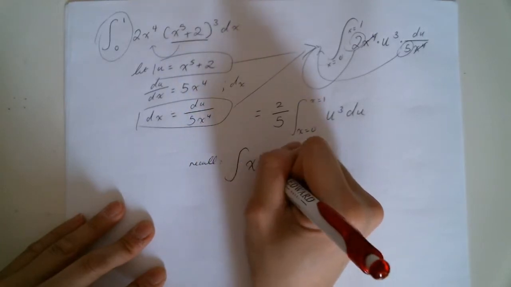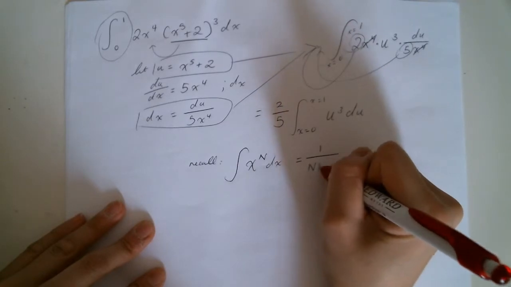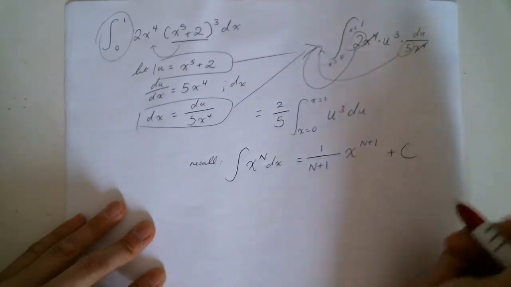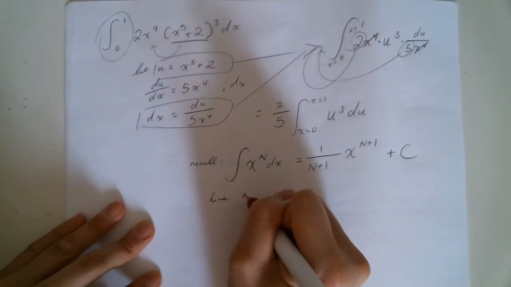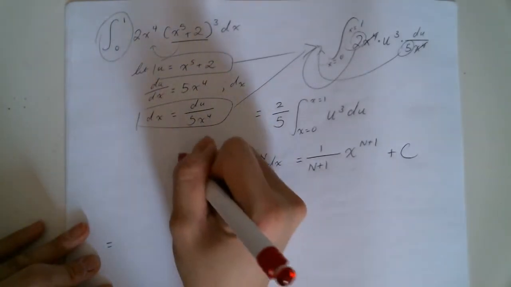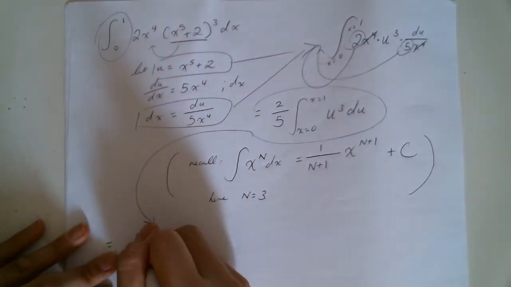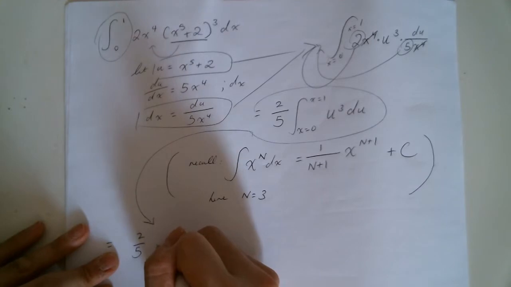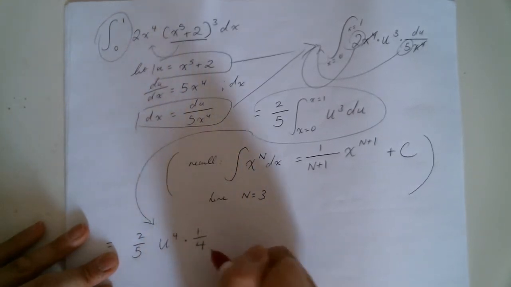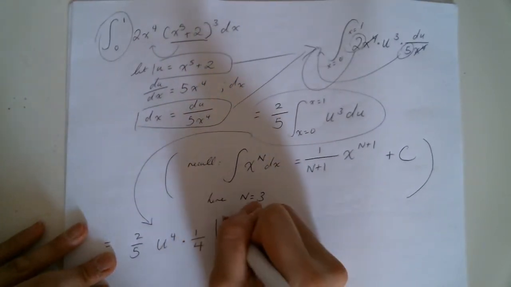So here we want to use the power rule for integrals, and that states that if we have x to the exponent of n, what we get on integration is 1 over n plus 1 times x to the exponent of n plus 1. And here we have our n is 3. So that means once we evaluate this, we're going to get u to the exponent of 4 times 1 over 4. And of course, we're evaluating that from x equals 0 to x equals 1.